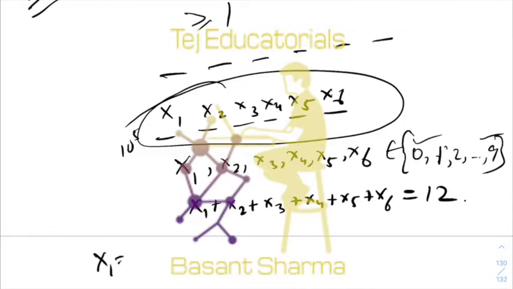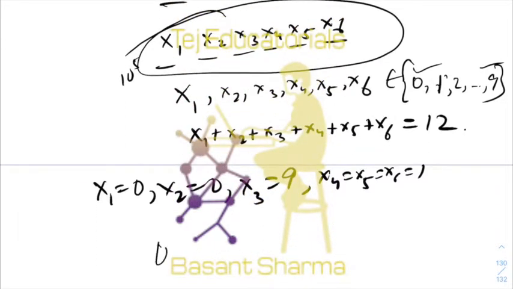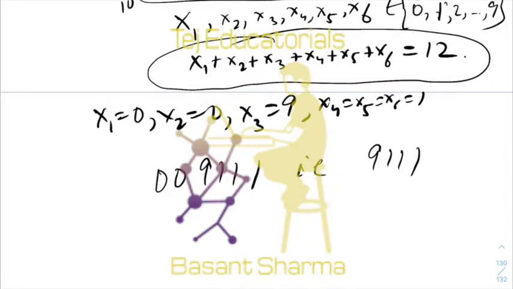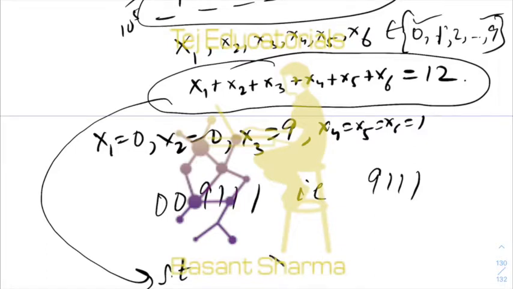For example, suppose x1 is 0, x2 is 0, and x3 is, let's say, 9, and x4 equal to x5 equal to x6 equal to 1. Then the number will be 009111, which is nothing but 9111. So this is just a usual problem. You have to find the number of integral solutions of this equation such that xi is less than or equal to 9 and greater than or equal to 0.